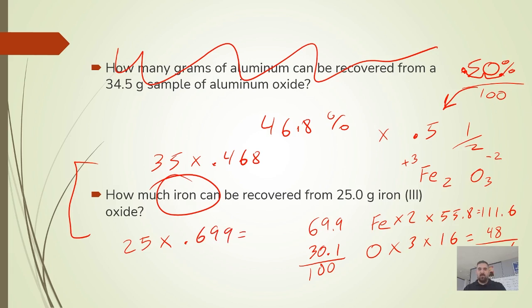Now if you do that, what do you get? You should get 17.47, which is just going to round to 17.5. All right, hands up if you got 17.5 grams.